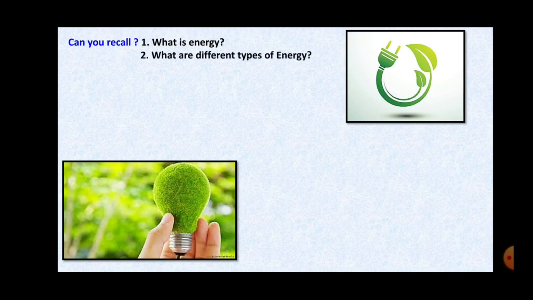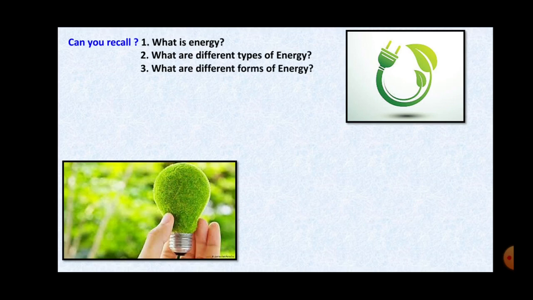The second question is, what are different types of energy? Mainly, there are two types of energy. The first one is potential energy and the second one is kinetic energy. Potential energy is due to the stagnant or stable condition, and kinetic energy is due to the movement or motion. So these are the two types of energy, potential energy and kinetic energy.